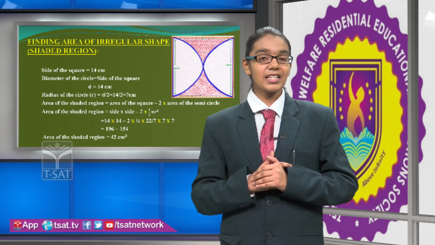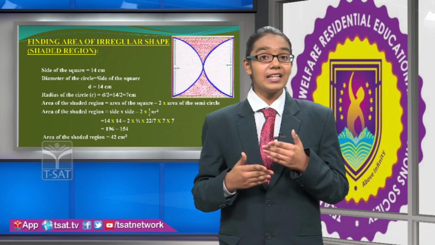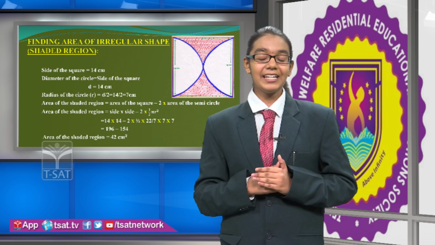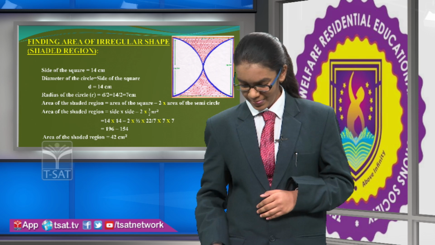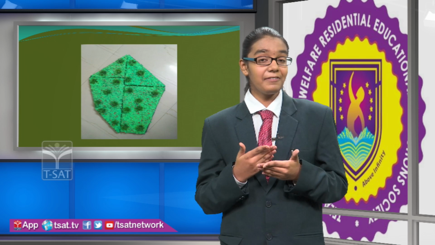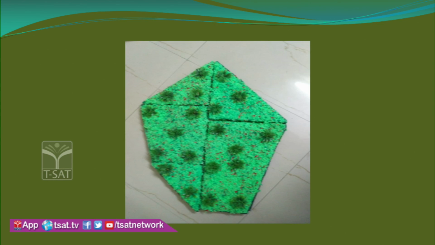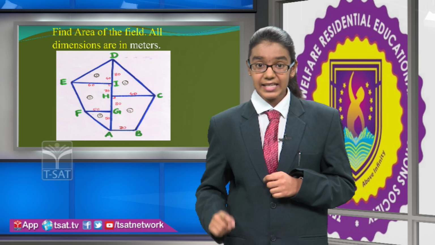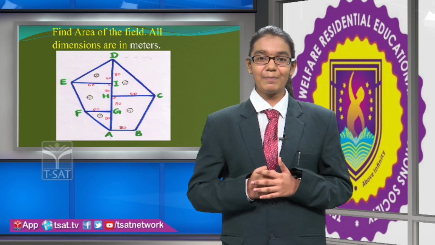I hope you understood this concept. Now let's find out the area of the field which is in the shape of an irregular figure. See, this is the shape of the field which I saw near my grandma's house. Now observe that shape. In how many shapes can we divide that? We are dividing it into 5 basic shapes as 3 triangles and 2 trapeziums.